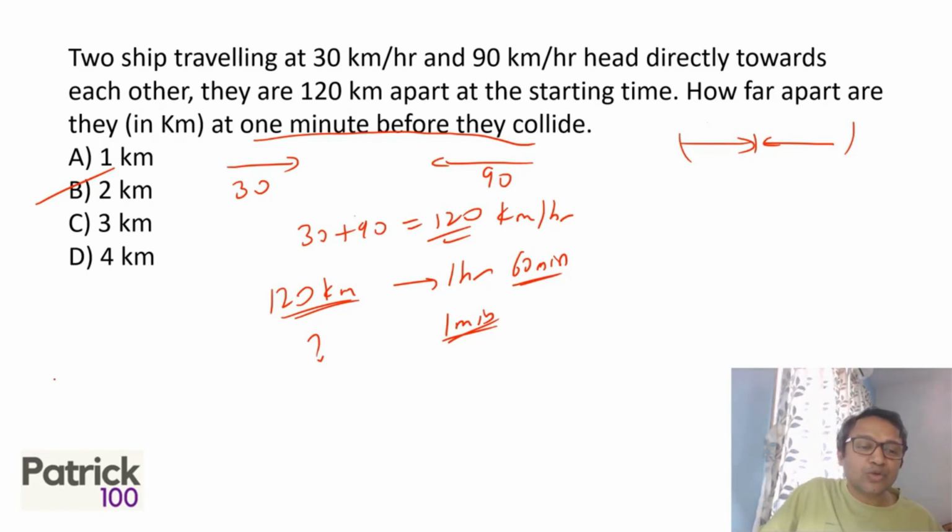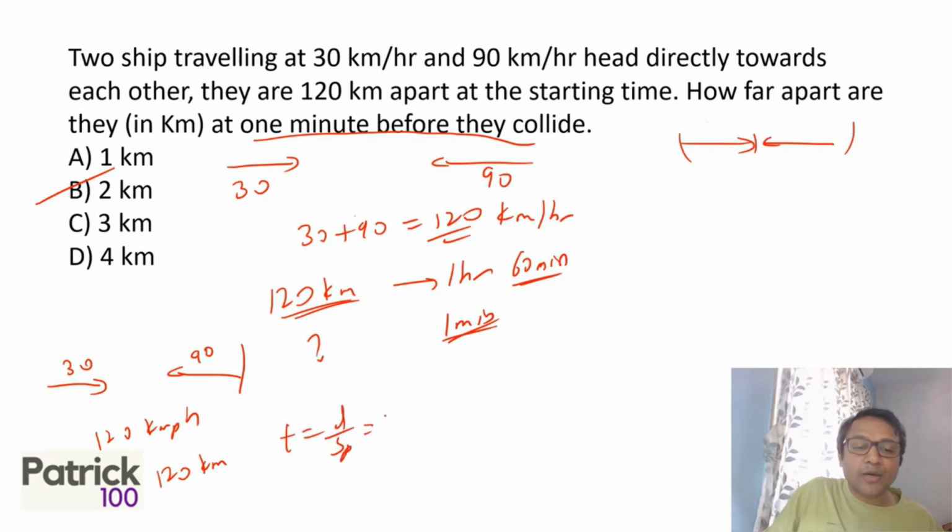If you go the other way, they're going in opposite directions at 30 and 90, which means the relative speed is 120 kilometers per hour. So to travel 120 kilometers, they will take 1 hour, because time is equal to distance upon speed, 120 upon 120, which is 1 hour. In 1 hour they travel 120 kilometers, so in the last 1 minute, how much will they travel? You can use that also to get the answer.